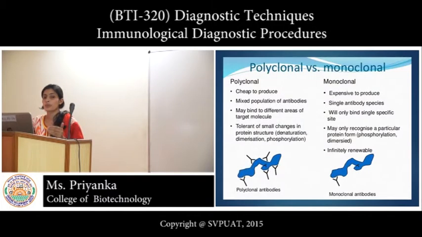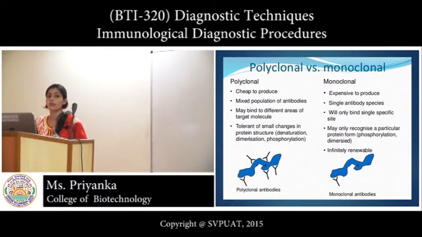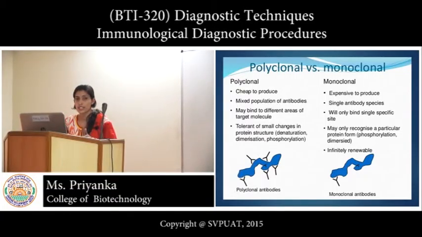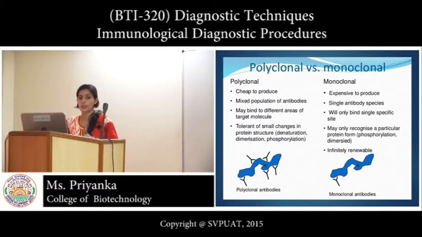Next, the difference between polyclonal and monoclonal antibodies. In comparison, polyclonal antibodies are cheap to produce while monoclonal antibodies are expensive to produce. Polyclonal antibodies are mixed populations of antibodies while monoclonal antibodies are a single specific antibody. Polyclonal antibodies are tolerant of small changes while monoclonal antibodies are not tolerant of small changes.